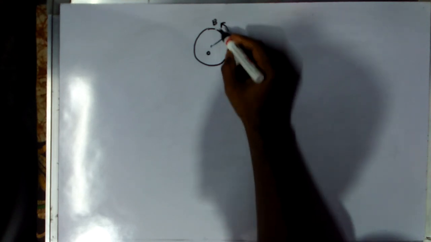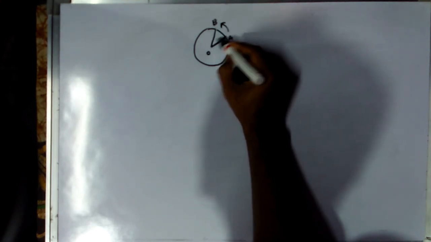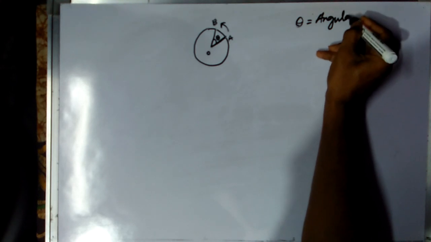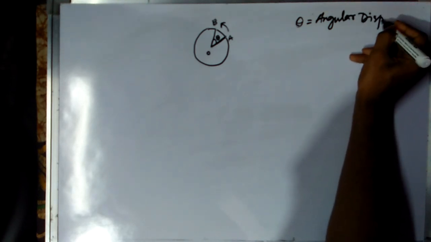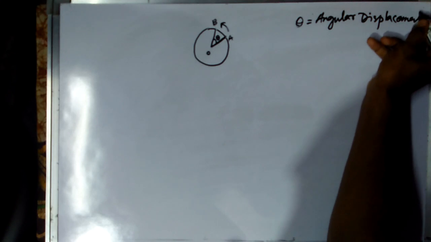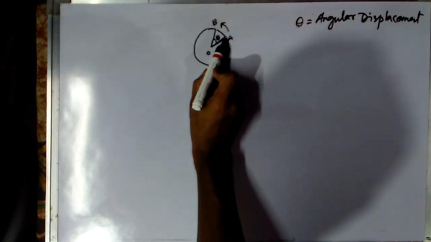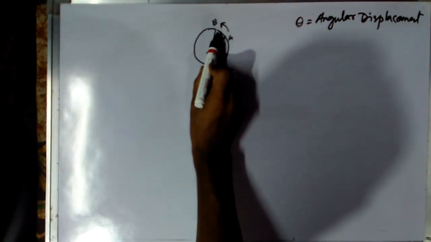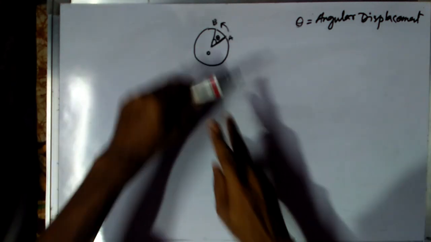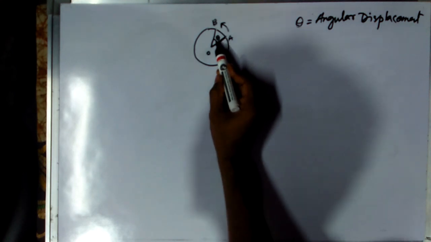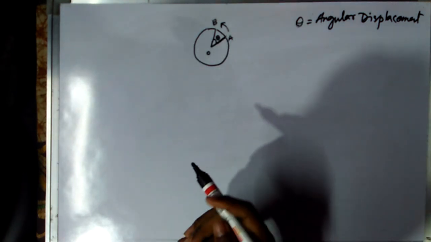So the angle that the body creates at the center is theta, and this theta is called angular displacement. Angular displacement of the body. So you notice here, as the body moves from point A to B, the theta also increases, right? The theta that is created at the center is called angular displacement.